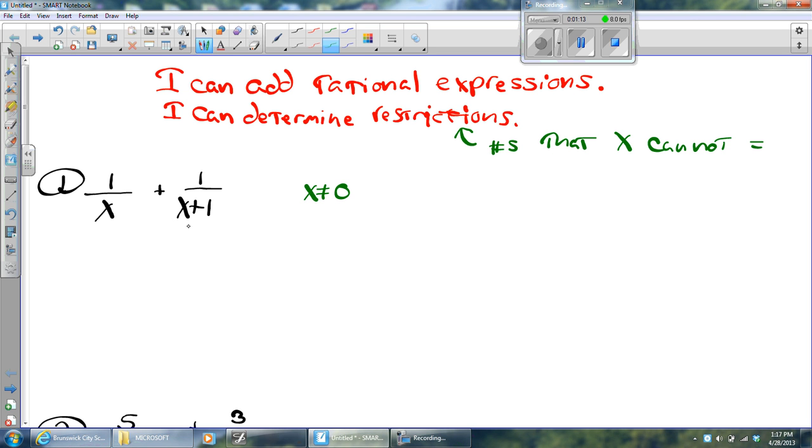Another one would be whatever makes this 0. Well, I could go x plus 1 equal to 0 and solve for x, and I'll get x equals -1. So the restriction is x cannot equal -1, because if x is -1, I get 0 for the denominator, and you can never have 0 for a denominator. All right, well, now that I know my restrictions, I'm going to go ahead and find my LCD so I can add these two fractions.